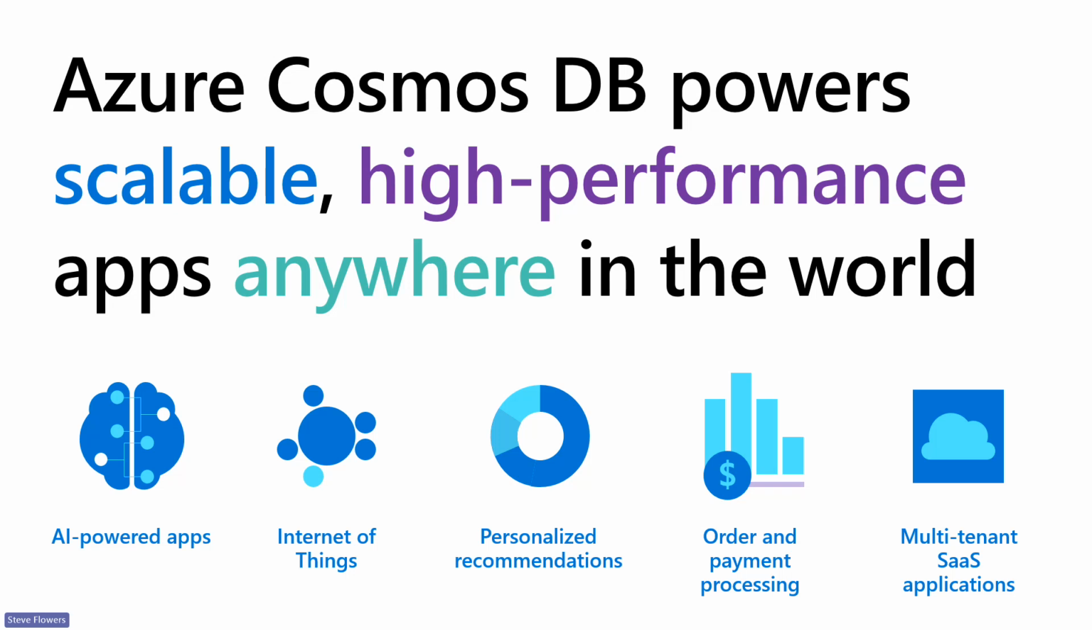And order payment processing, mainly because of the resiliency of Cosmos DB, right? When we talk about five nines, global availability, when you have an application that's taking orders and processing payments, you need to ensure that that application is available 24/7.